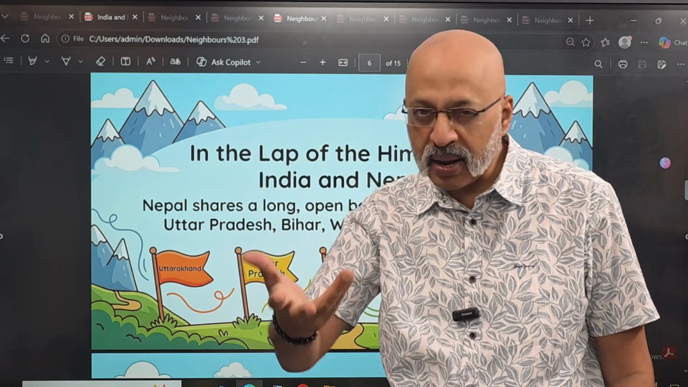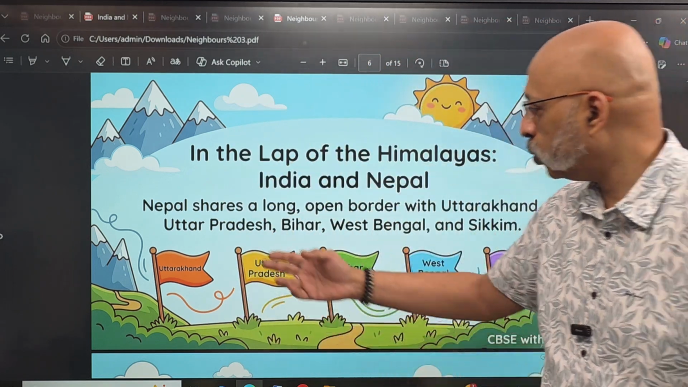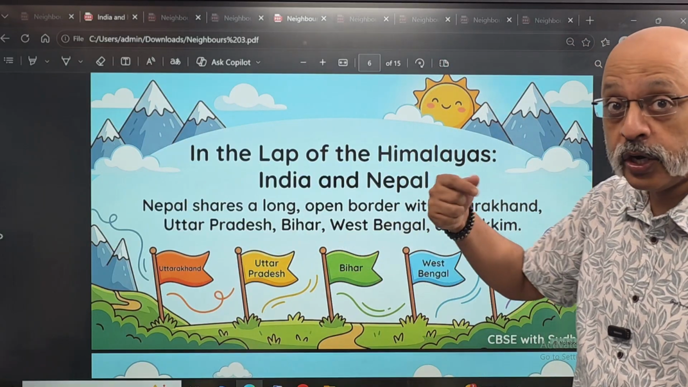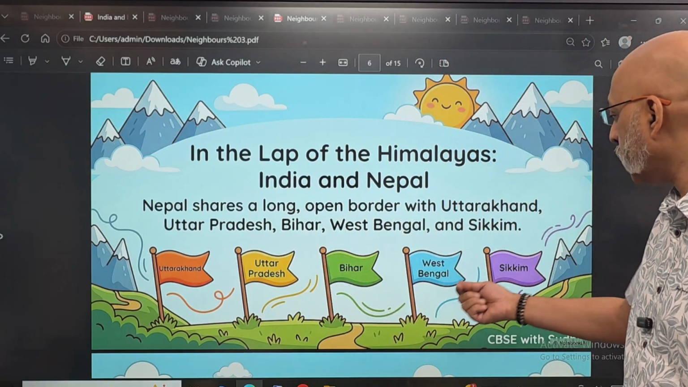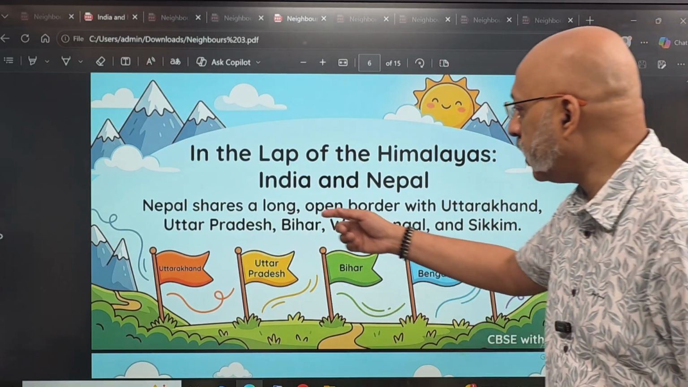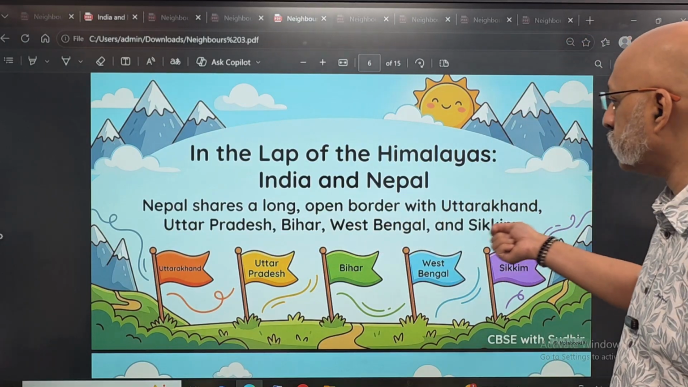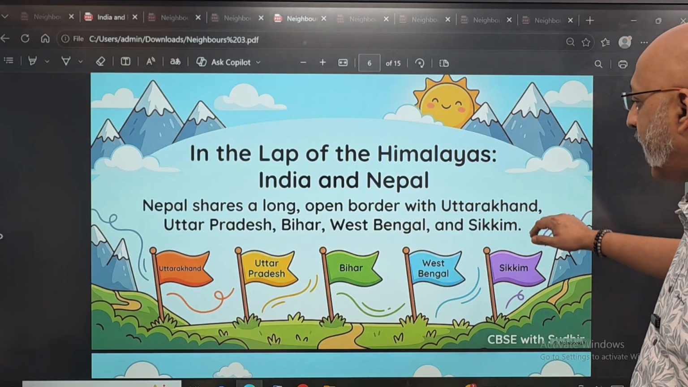which is to the northeastern part, and shares the border mainly with Uttar Pradesh, also with Uttarakhand and Bihar. You can go into Nepal from Bihar, West Bengal, and Sikkim. So Nepal shares a long open border with Uttarakhand, Uttar Pradesh, Bihar, West Bengal, and Sikkim.